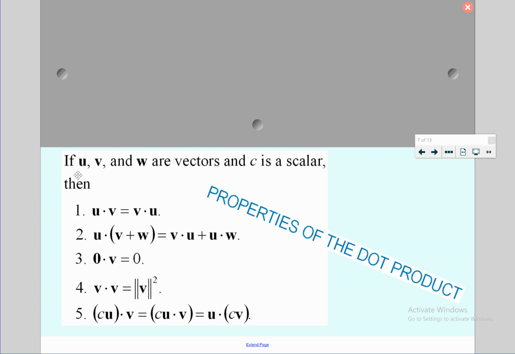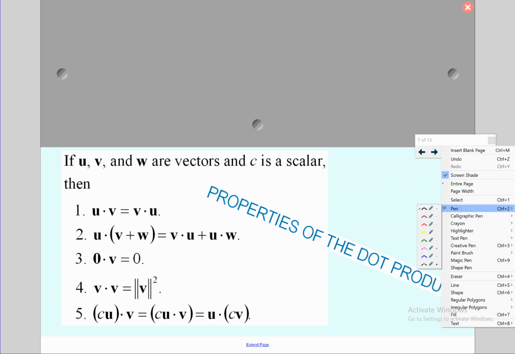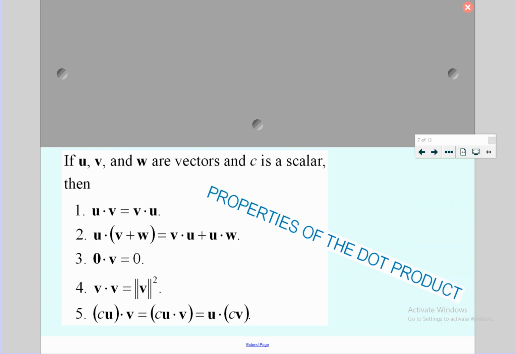The fourth one is the only one that's not super self-explanatory. It's kind of weird. It's not a multiplication property that we would see very often. It says the dot product of any vector and itself is the same thing as the magnitude of that vector squared. Okay, so the dot product of any vector and itself is the same as its magnitude squared.